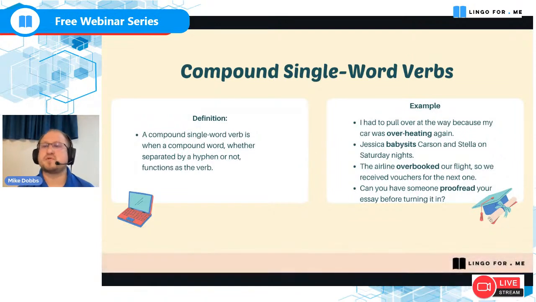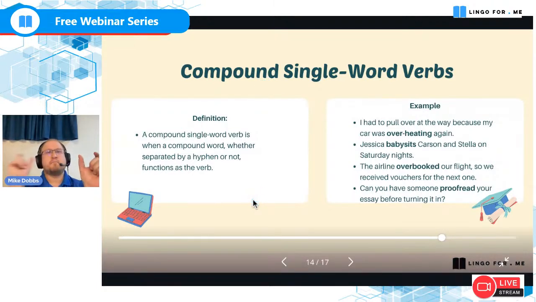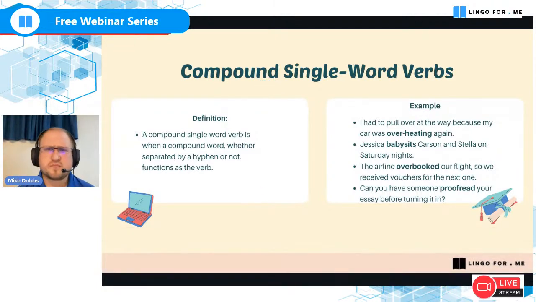The airline overbooked our flight, so we received vouchers for the next one. So here we have over and booked. When you book a reservation or maybe an appointment, you could book a doctor's appointment.